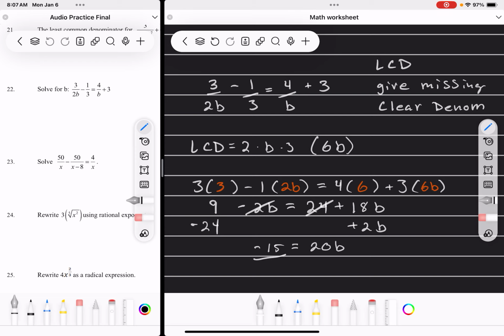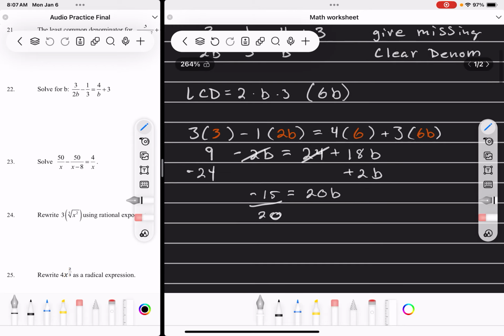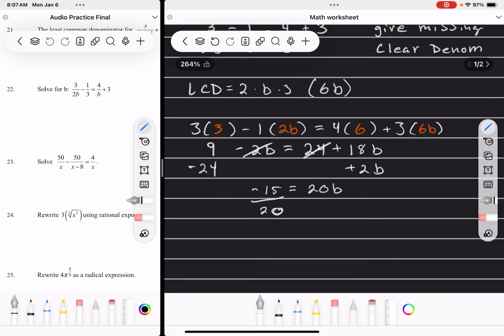If we divide by 20, we end up with negative 15 over 20. We can reduce this, of course. If we reduce them both by 5, we get 3 and 4. So negative 3/4 is equal to b.